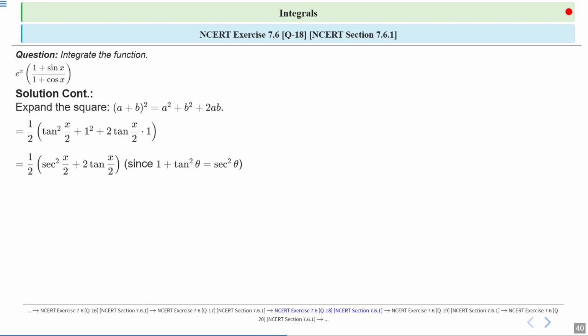Now we expand (tan(x by 2) plus 1) as (a plus b) whole square, that is a square plus b square plus 2ab. So it becomes tan square (x by 2) plus 1 square plus 2 into tan(x by 2) into 1. And we know 1 plus tan square theta is equal to sec square theta. So tan square (x by 2) plus 1 square, that is 1, can be written as sec square (x by 2) plus 2 into tan(x by 2).